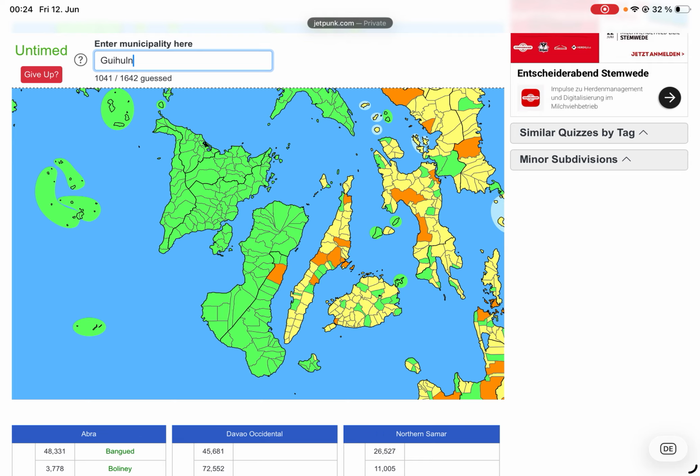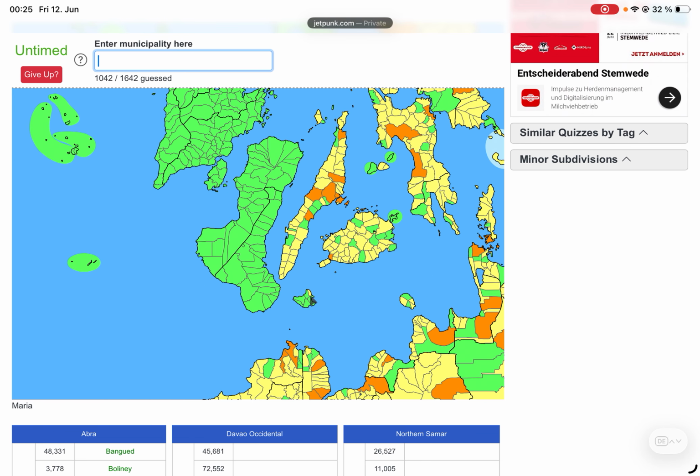How? Gihulngan. I thought I tried that before. Weird. I was sure that I tried that, but apparently not. And okay, so this one is still a mystery, the small one right here.